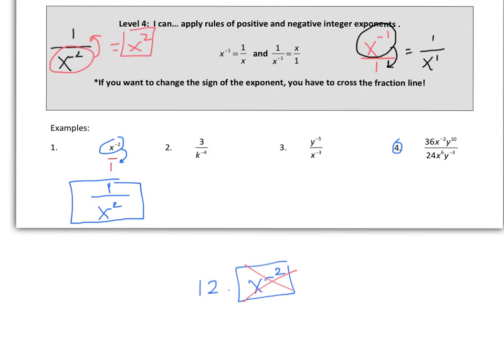Next problem, we have k to the negative 4th. It's on the bottom, so it's got to flip up to the top. Now there's already a 3 up top, but then the k to the 4th comes up top. Keep in mind when you flip it, the negative goes away, and you're done.